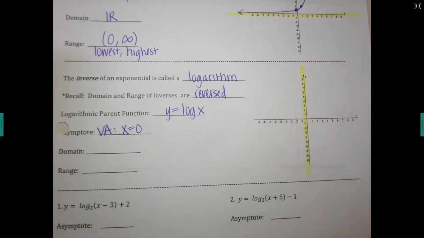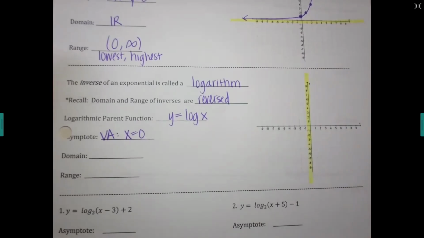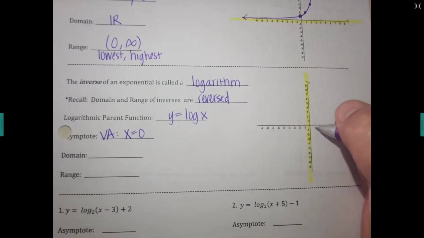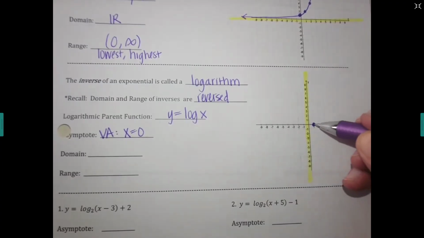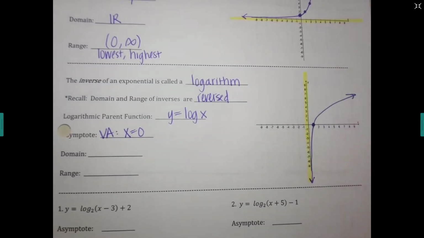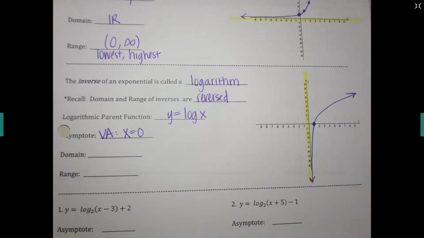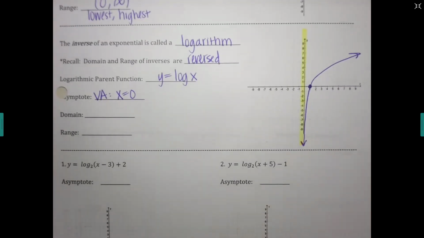So now, instead of not being able to touch this line, now I can't touch this line. Do you remember that this point right here is 0, 1? So if I flip that backwards, now it's going to hit at 1, 0. And then your graph, as you go down, is going to get really, really close to the asymptote. And as you go the other way, it's going to grow away from the x-axis. So that's what your logarithm graph is going to look like.